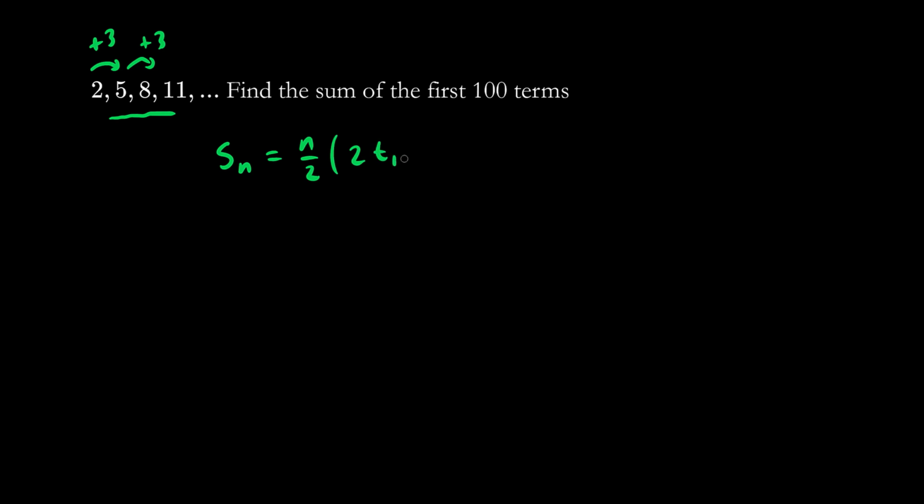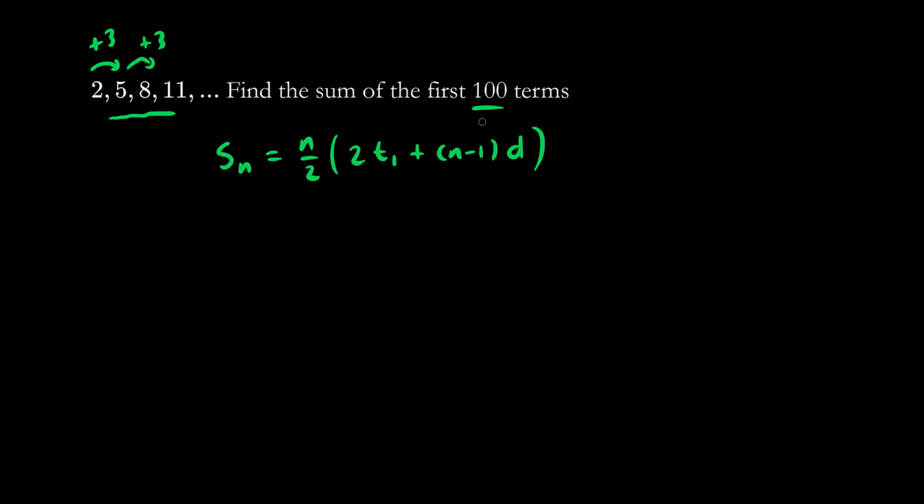Let's find the sum of the first 100 terms of this arithmetic sequence. So we have plus 3, and this is a series because we're adding all the numbers. Sn is equal to n over 2, 2T1 plus (n minus 1)D. This here is the formula that adds up all the numbers.